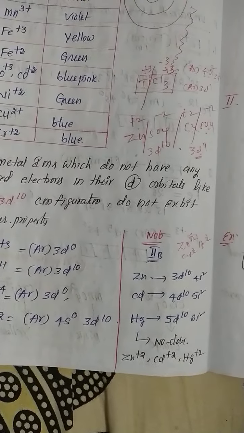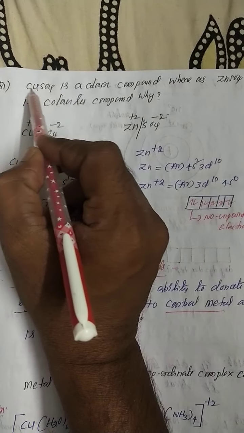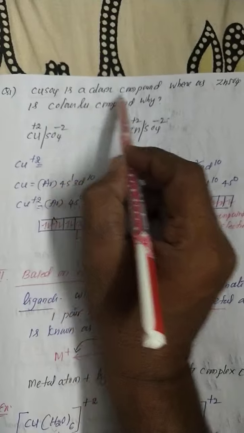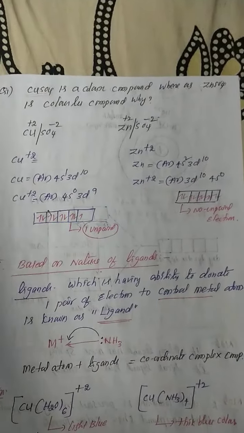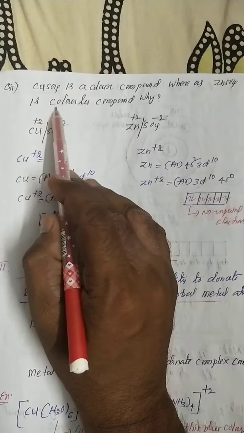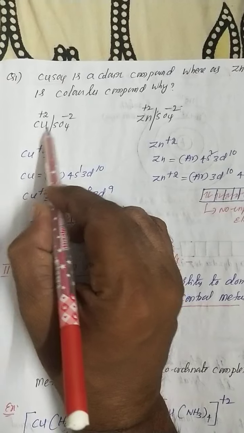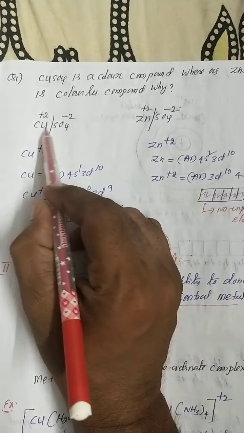Understood, my dear students? See, here one question is there, carefully observe. Copper sulfate, CuSO4, is a colored compound, whereas zinc sulfate is a colorless compound. What is the reason? Why? See, copper sulfate, CuSO4.